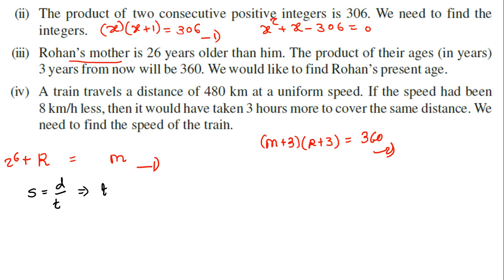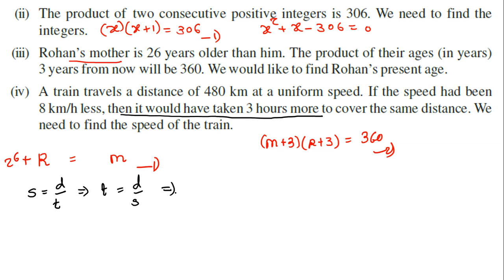Why t? How can we recognize which variable we have to make the subject? Because the final equation is in terms of time. Here you can see, in terms of time, then it would have taken 3 hours more. Means time is the subject here. So I can write here t is equal to d by s.